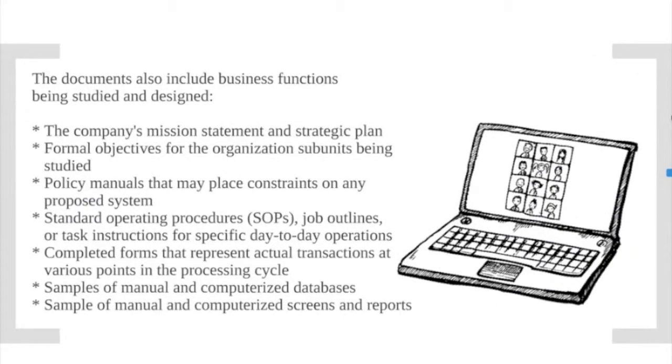The documents also include business functions being studied and designed. These are the company's mission statement and strategic plan, formal objectives for the organization subunits being studied, policy manuals that may place constraints on any proposed system, standard operating procedures or SOPs, job outlines or task instructions for specific day-to-day operations, completed forms that represent actual transactions at various points in the processing cycle, samples of manual and computerized databases, and samples of manual and computerized screens and reports.